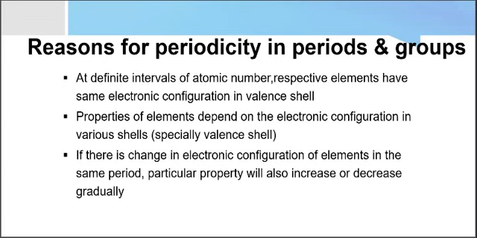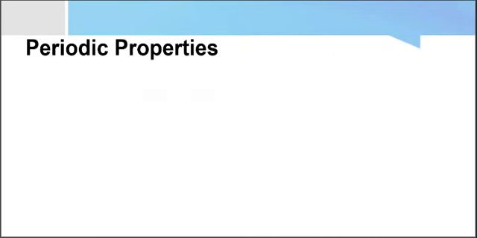If there is a change in electronic configuration of elements in the same period, a particular property will also increase or decrease gradually. So if the electronic configuration changes, if they are in the same period, let us take the second period. When we move from left to right, we move from metallic element to non-metallic element, then noble gas. So when we move from left to right, the property changes. The metallic property decreases, non-metallic property increases. So if you are in the same period and electronic configuration changes, that particular property will either decrease or increase gradually.